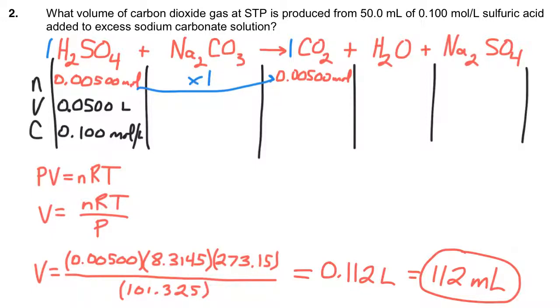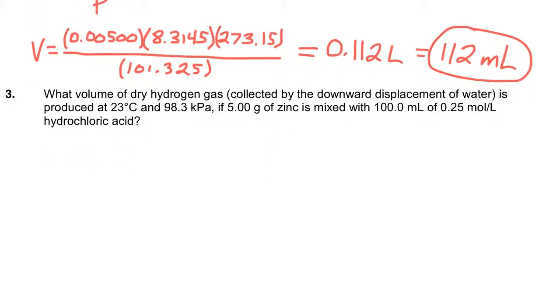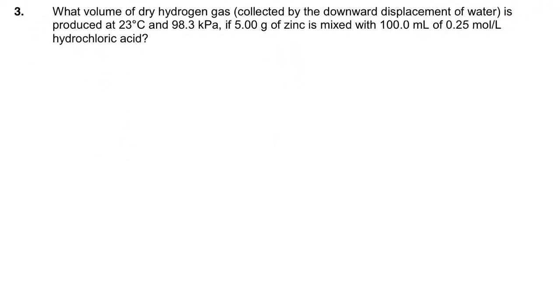Before we move on to the next question, I would just want to point something out. In this question, it says excess sodium carbonate. So I didn't need to worry about how much sodium carbonate was being used up in this reaction because I already knew the sulfuric acid was the limiting reactant. That's not always the case though. And I mention that because in this question, I'm not told that there's an excess or limiting reactant. So I will have to figure that out in this question.